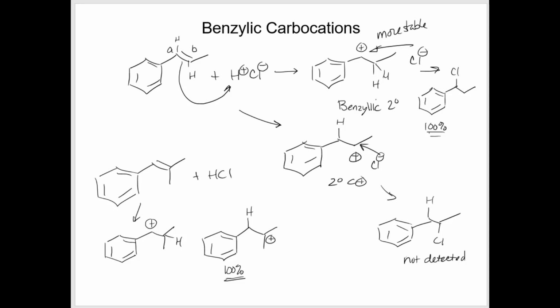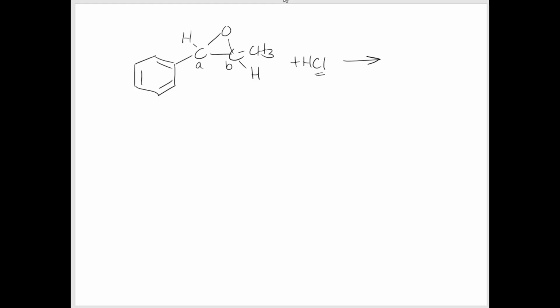Now, the other thing that we could think about is this. We've talked about epoxides in the past, so let's talk about epoxides with benzene rings on them. So in this case, if I said let's go ahead and add HCl to this epoxide, where do you think the chloride will end up? On carbon A or B?